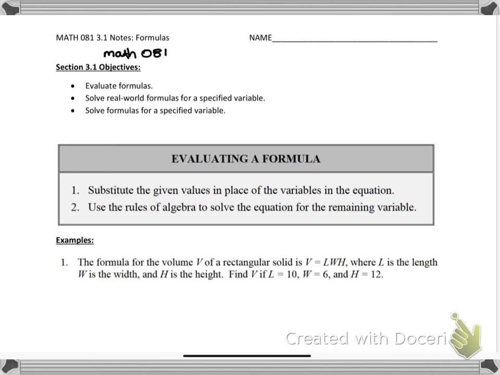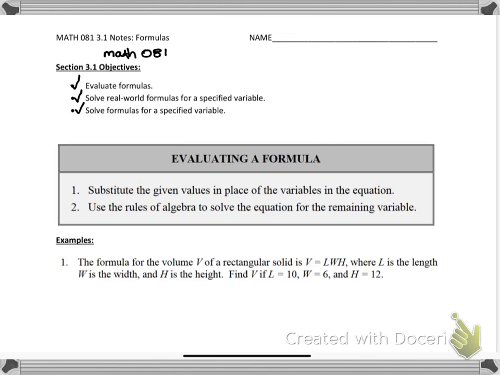In this video, you will learn how to evaluate formulas and then to solve formulas, including real-world formulas, for a specified variable. Let's get started. In order to evaluate a formula, all you have to do is substitute the given values in place of the variables in the equation. And then we can use algebra, if needed, to isolate the variable that's remaining.